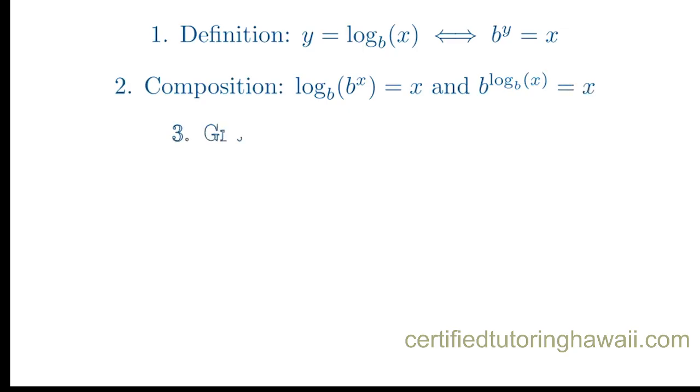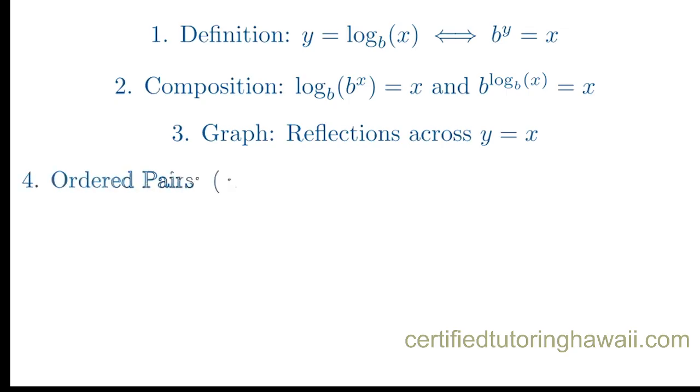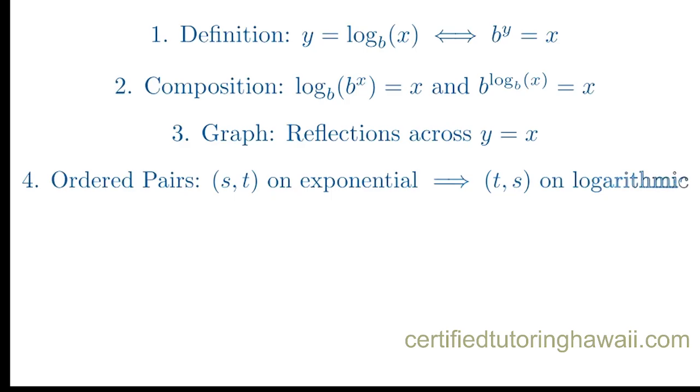Third, the graphical reflection. The graph of any logarithmic function is a reflection of its exponential counterpart across the line y equals x. And finally, the reversal of ordered pairs. The x and y coordinates on the graph of the exponential function are simply swapped to get the points on the graph of the logarithmic function. Let's work through a full example to solidify these concepts. We'll start with an exponential function, find its inverse, and verify it in multiple ways.